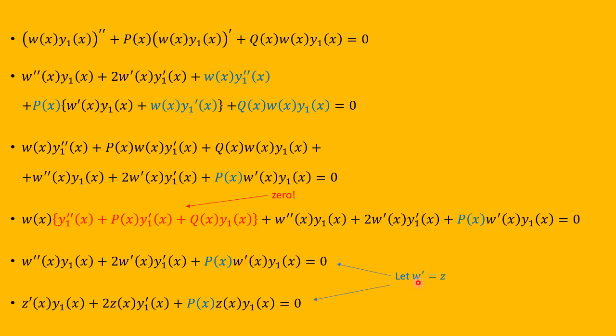Let's let w prime be z. So w double prime is z prime. W prime here is z. W prime here is z. And so we have z prime times this plus 2z times this plus p of x times z times this equals 0. This is just a differential equation involving z prime of x and z of x.